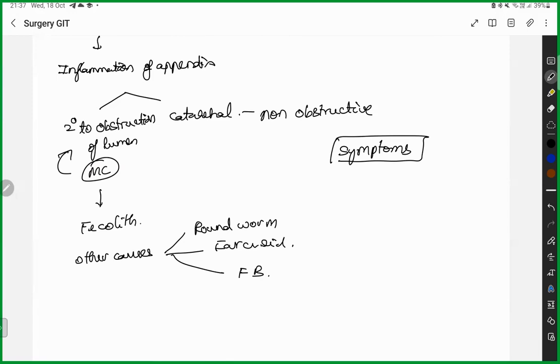So other causes include roundworm, carcinoid disease, and foreign body. Any foreign body obstruction at that particular area will also cause infection. Now coming towards appendicitis.